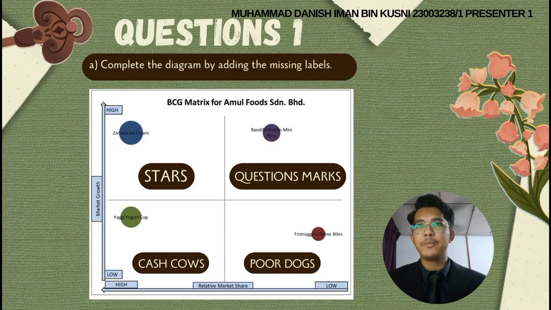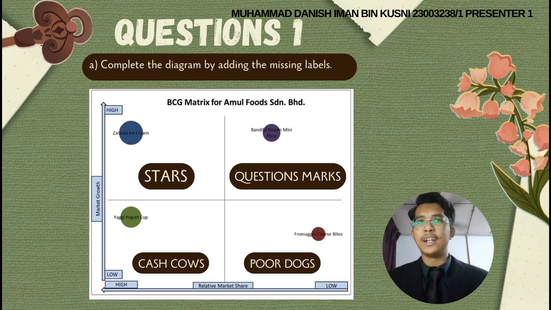Mr. Ahmad has prepared this rudimentary BCG matrix that your team will use to explain and give recommendations to him. However, the BCG matrix is incomplete as it does not show some important labels. So, question 3a asks to complete the diagram by adding the missing labels.